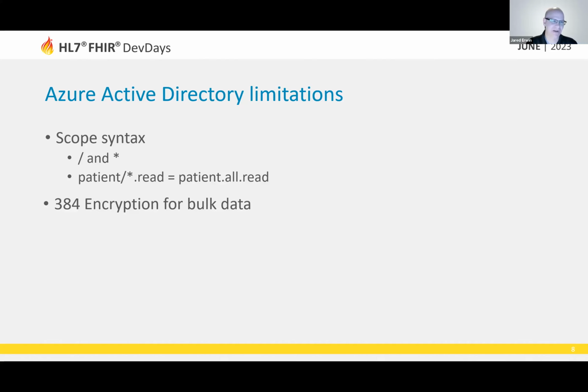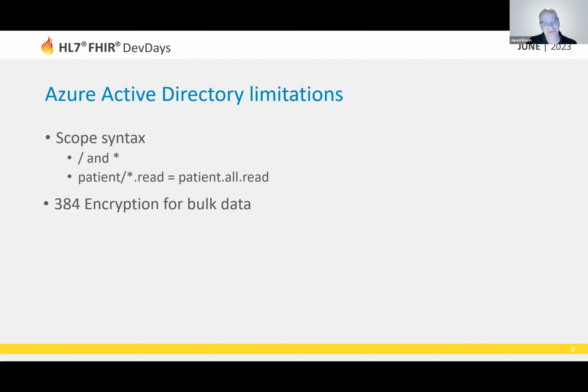So we have the patient.all.read, and I'll show that in an app registration. And then that goes back to that Azure API for FHIR, or Azure API Management, which translates these scopes back and forth so that the Smart on FHIR client will still get the same syntax that Smart on FHIR requests, and our FHIR server and Azure Active Directory will get the syntax that they understand.